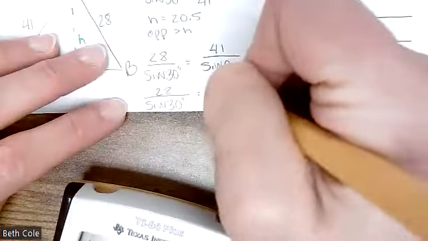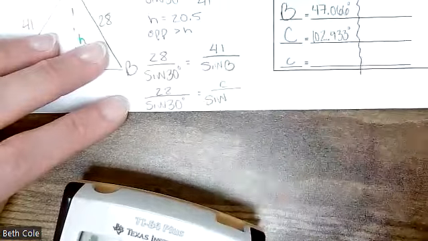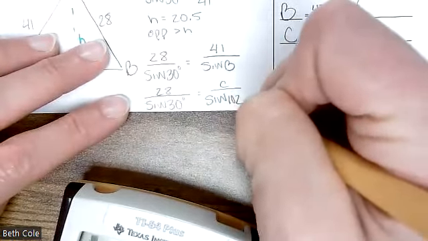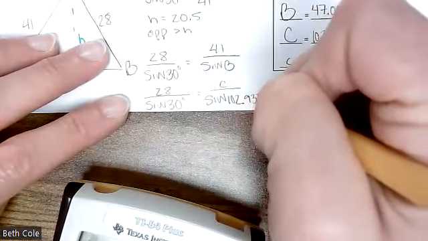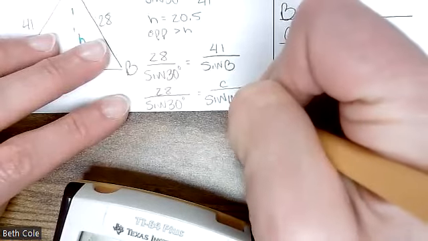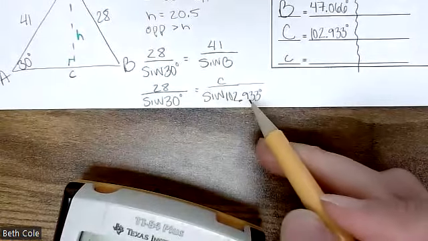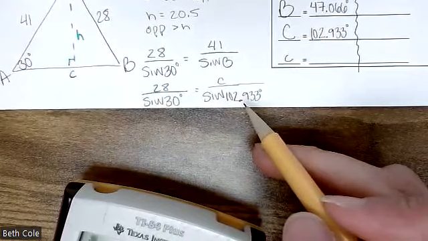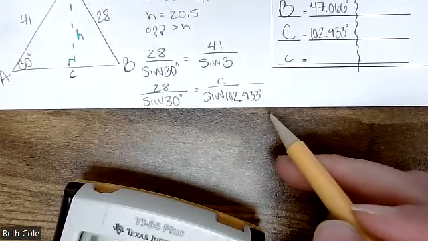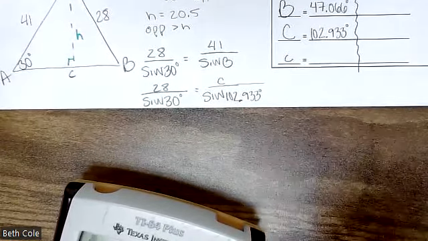C over sine of, now I'm going to write 102.933, just so I know that that's that angle, but make sure you use the copy and pasted version. If you type 102.933, it's not going to be accurate enough. You have to use the stored version.